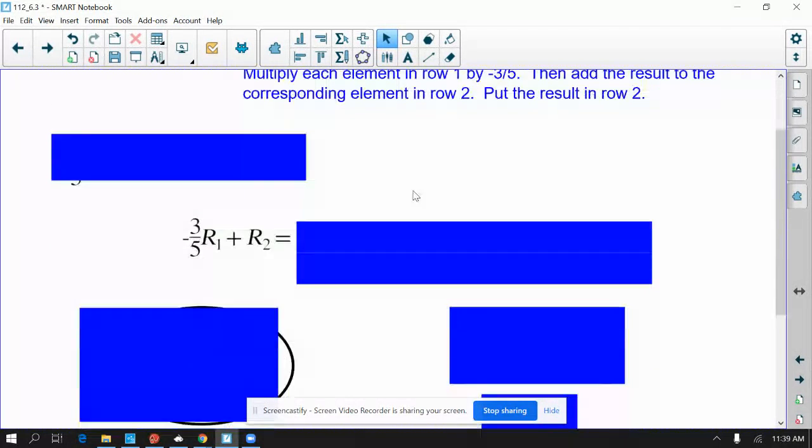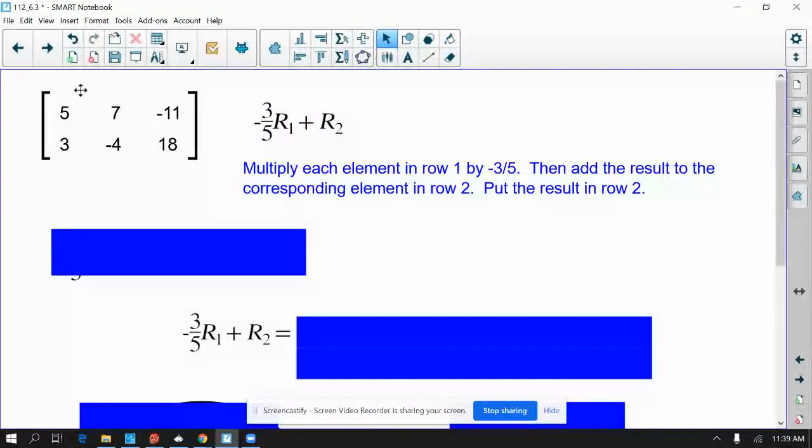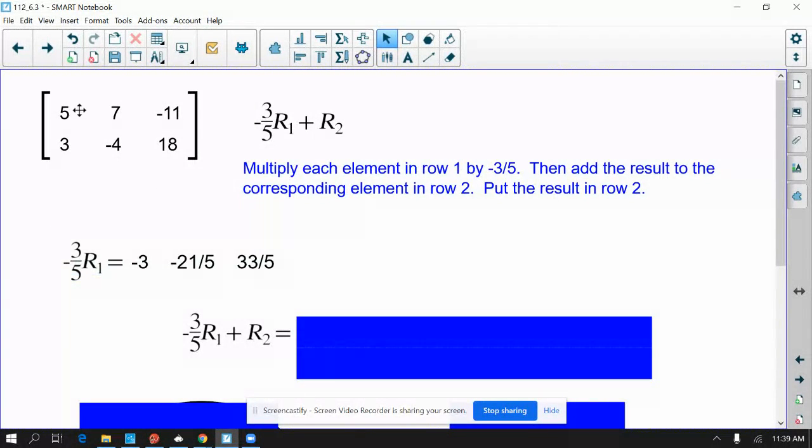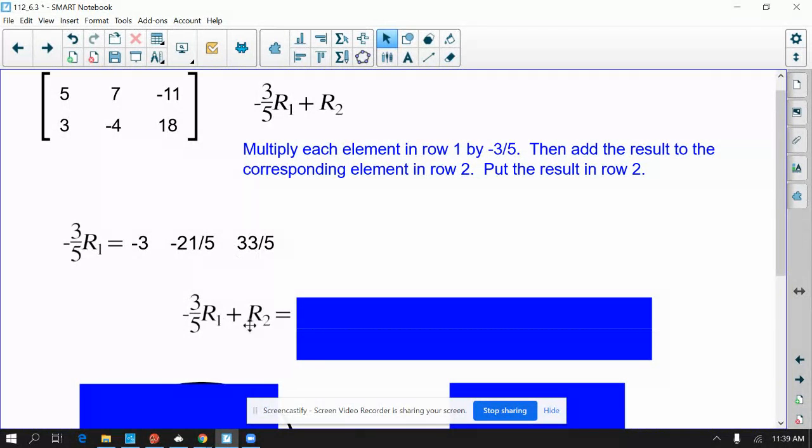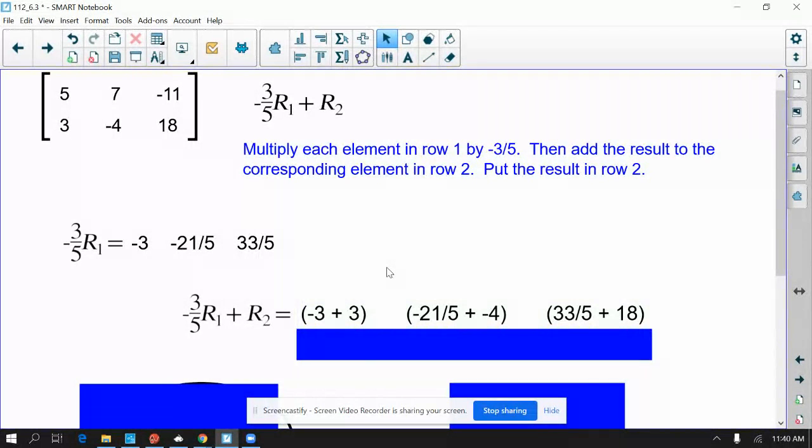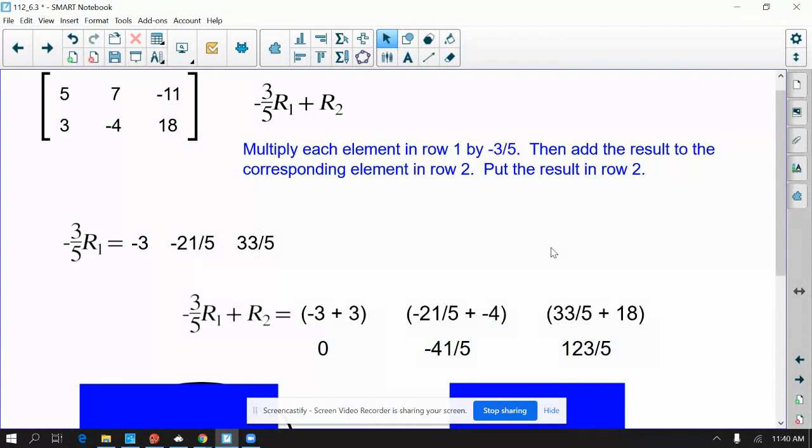So at the very end of this example, row 1 is going to stay the same, because you're taking negative 3/5 times row 1 and adding it to row 2. Well, let's first figure out what is negative 3/5 times row 1. Negative 3/5 times 5 is negative 3. Negative 3/5 times 7 is this. Negative 3/5 times negative 11 is that. Now, if I add those 3 numbers to the 3 numbers in row 2, I'm doing this in my head. Negative 3 plus 3, negative 21/5 plus negative 4, 33/5 plus 18. I get these 3 numbers.